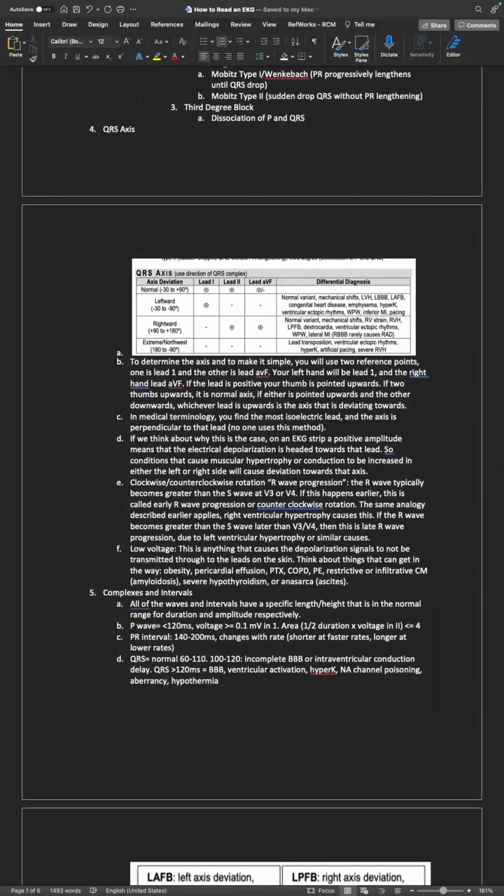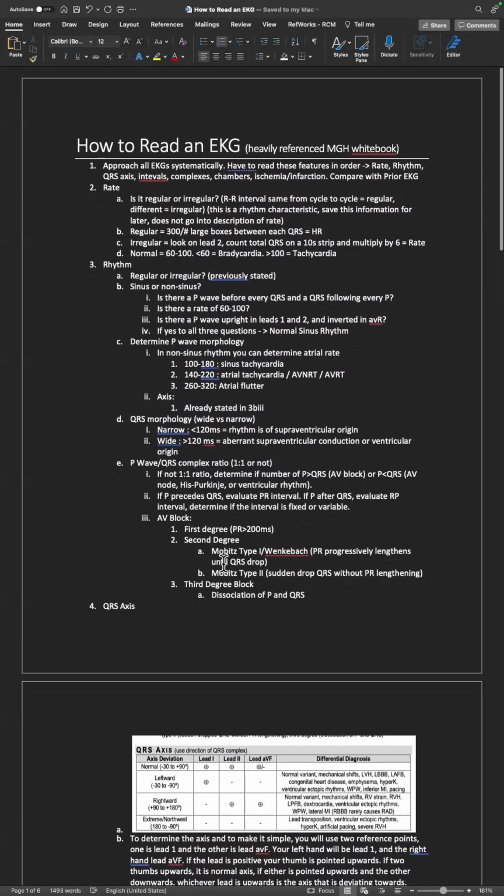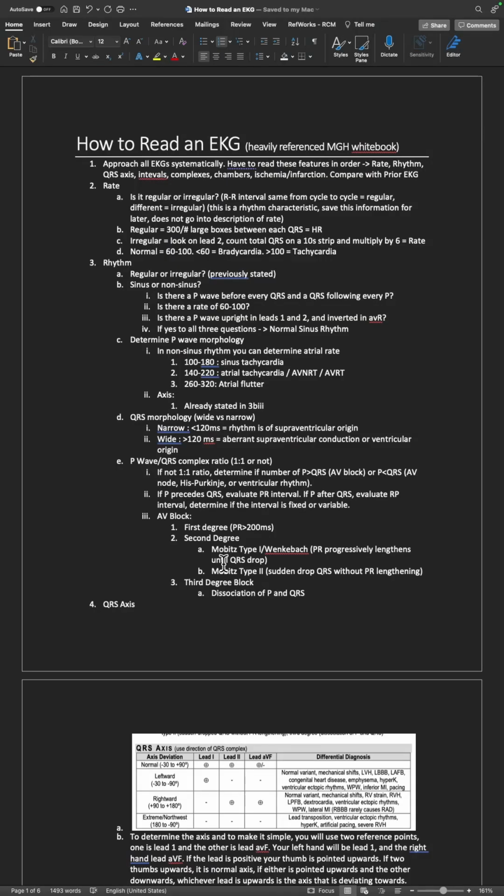And so that is EKG interpretation part 2. Sorry if I couldn't explain everything in detail. You're going to have to look it up and dive into it more in depth. This is just a brief overview of everything that you're supposed to do.